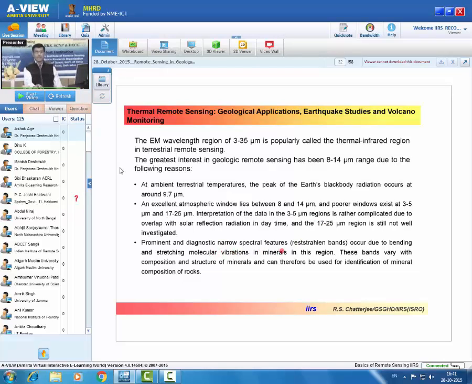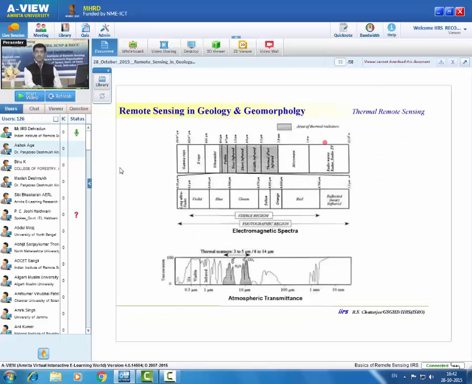Prominent and diagnostic narrow spectral features occur in silicates, mostly these different kinds of rocks. Silicate is the major chunk of that. If you see, these prominent and diagnostic spectral features are occurring. These absorption features in silicates are known as crystalline bands, and they occur in the region around 10 to 12 micrometer. That is the reason why 8 to 14 micrometer is most important for our geological application. Now you can see this is the thermal region, 8 to 14.